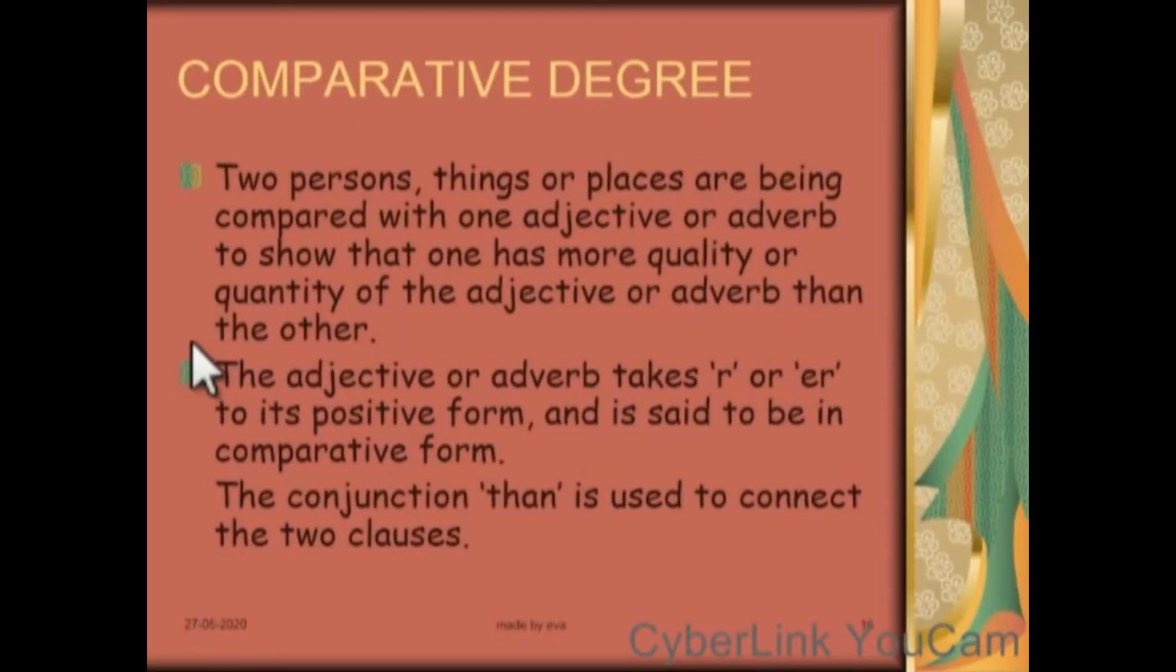Comparative degree. At first you have already known about the structure of comparative degree. Now see, two persons, things or places are being compared with one adjective or adverb to show that one has more quality or quantity of the adjective or adverb than the other. There you find the adjective or adverb takes r or er to its positive form and is said to be in comparative form. The conjunction than is used to connect the two clauses.